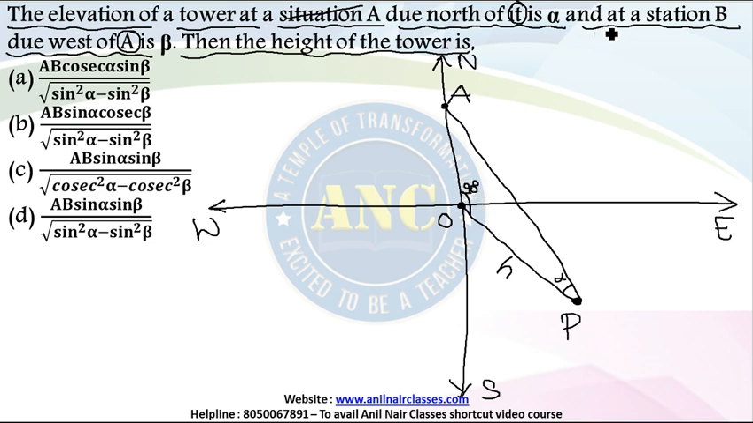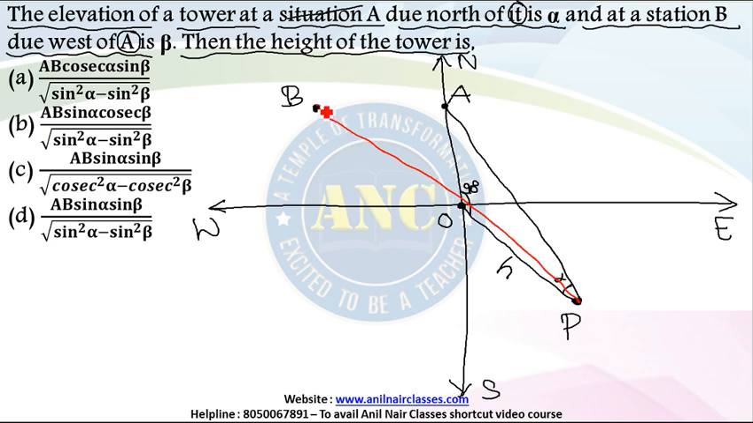Next, similarly, at a station B, due west of A is beta. That means due west of A. Can I say that this is nothing but A. West of A is nothing but here. West of A, there is some point called B. From that point, the angle of elevation to this point P, which is the top of the tower, is nothing but beta. I hope you are again understanding the diagram.